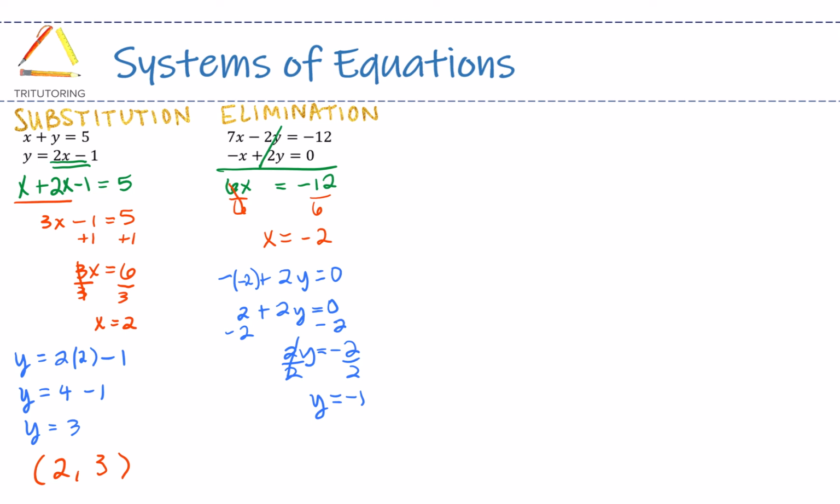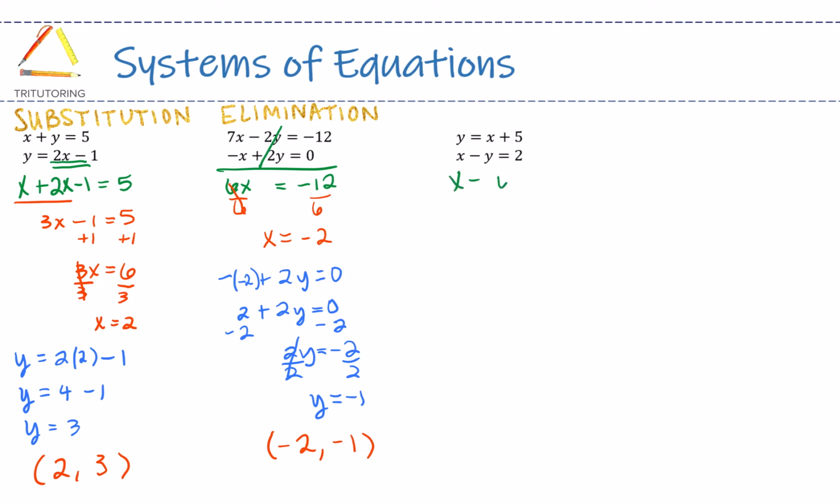To write my final answer, I'll make it an ordered pair, x, y. That would be negative 2, negative 1. Each answer so far has been an ordered pair, but there are special types of solutions as well. On the next system, I want to use substitution, and I'm choosing this because I see that I have this y already isolated. So we're going to use the value for y in the other equation.